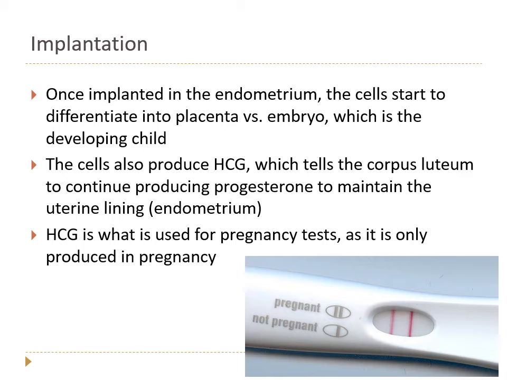And of course, HCG is the hormone that turns a pregnancy test positive. It is normally only produced in pregnancy. There are some testicular cancers that sometimes produce HCG, but it is only normally produced in a pregnancy.